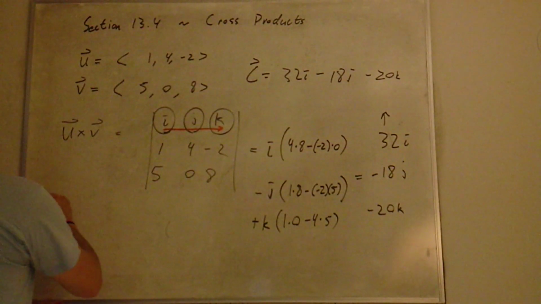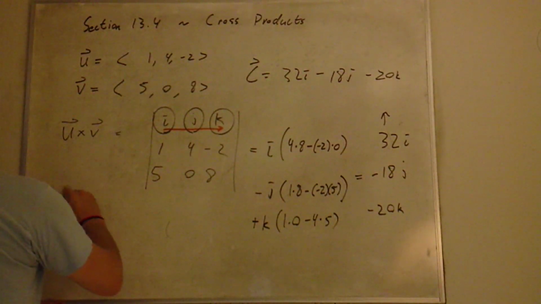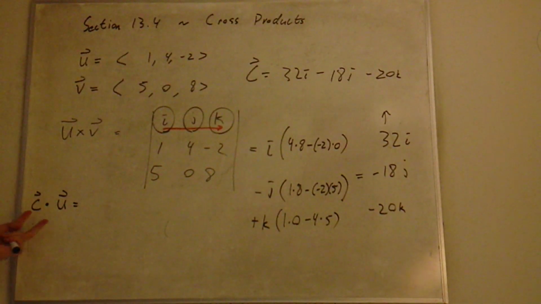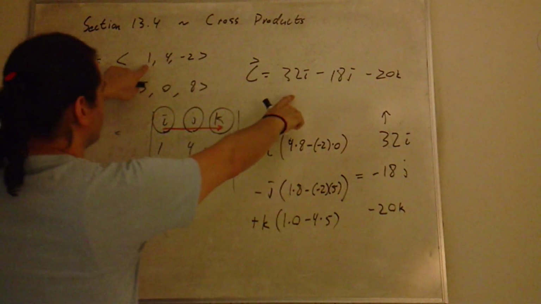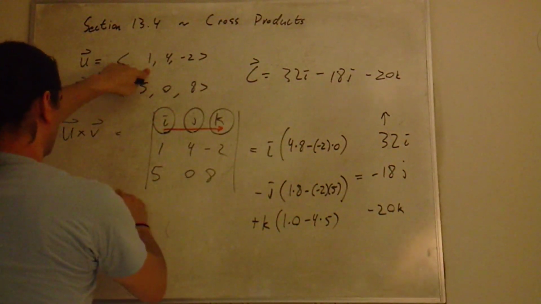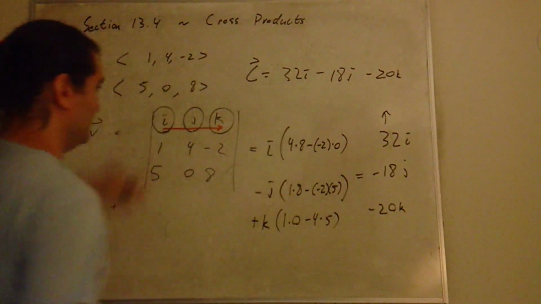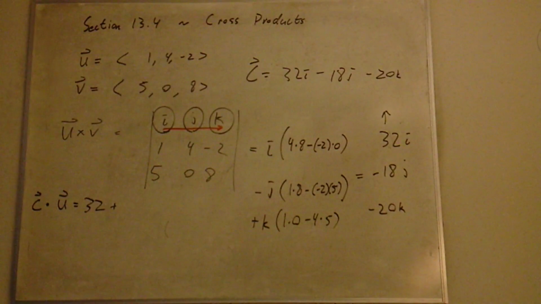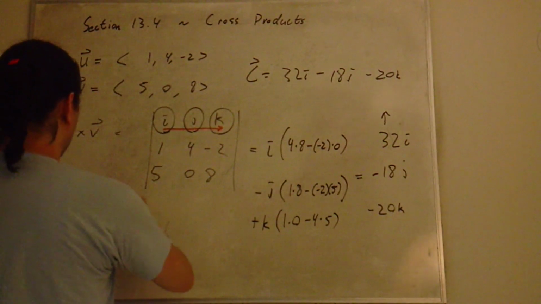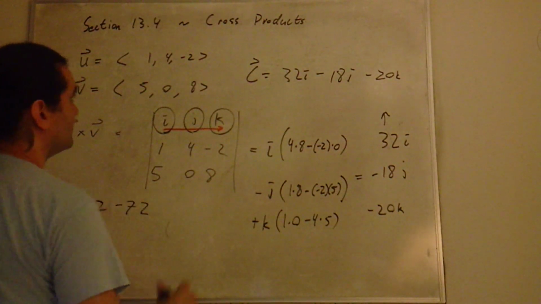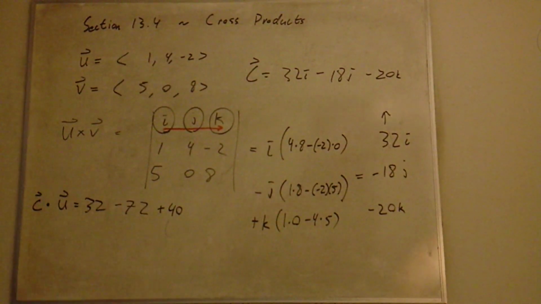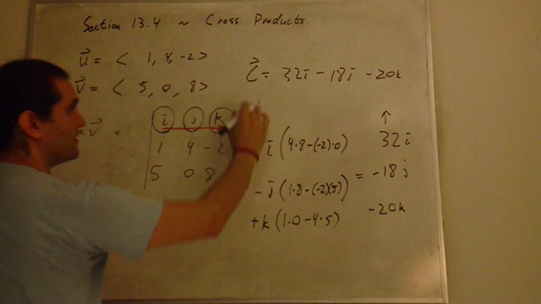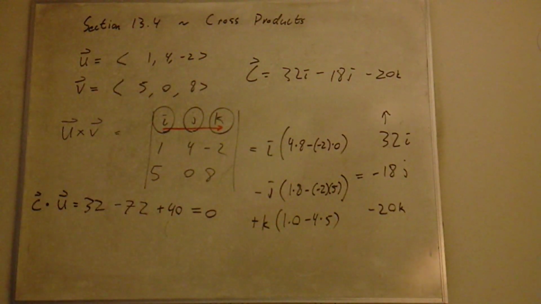So I can find C dot U. If these are in fact perpendicular, then this should be 0. And we can calculate that. C dot U is going to be 32 plus negative, what was that, 8 less than 80, 72? 32 minus 72 plus 40? Bam, perfect. It's exactly 0. This thing is perpendicular to U.